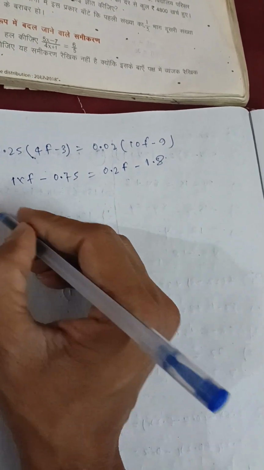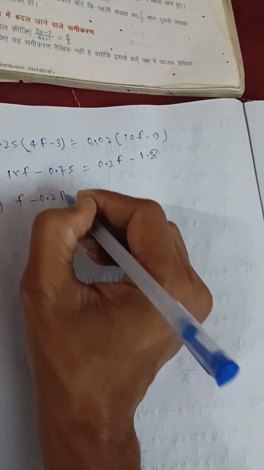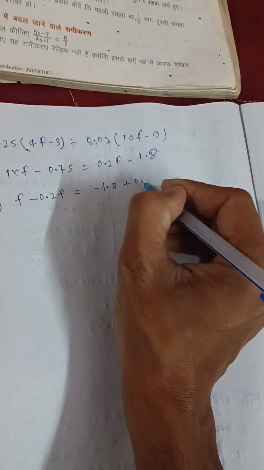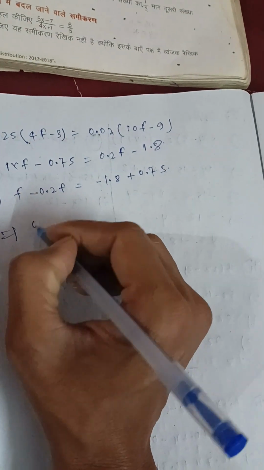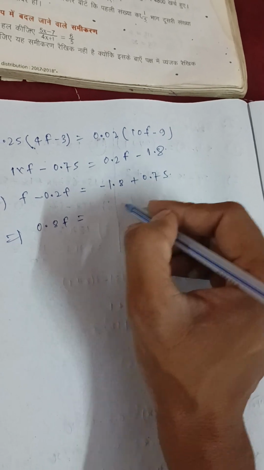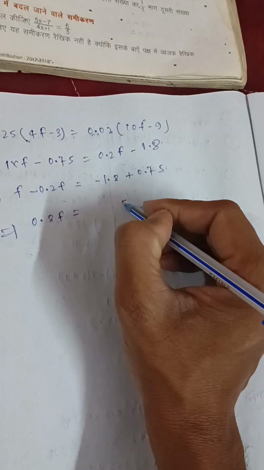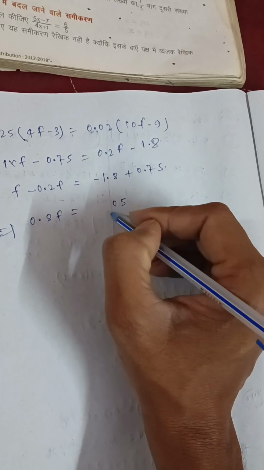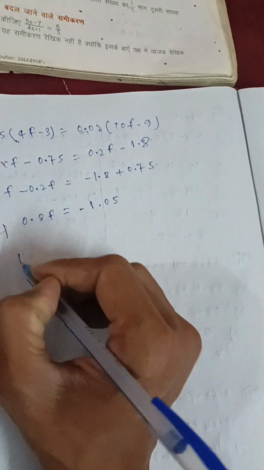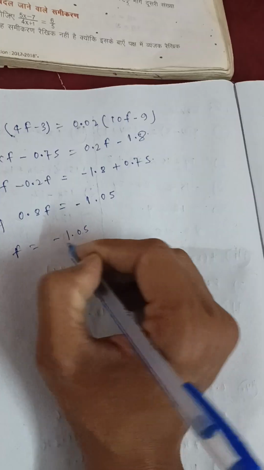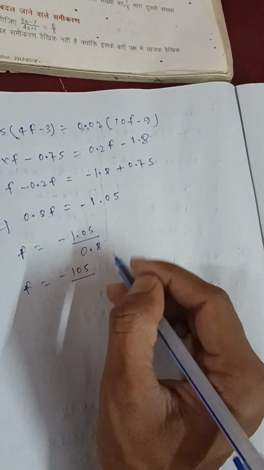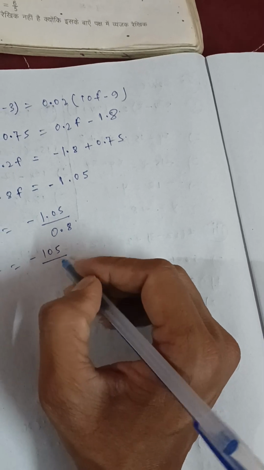So f minus 0.2f equals minus 1.8 plus 0.75, and 0.8f equals minus 1.05, and f equals minus 1.05 divided by 0.8. So f equals minus 105 divided by 80.